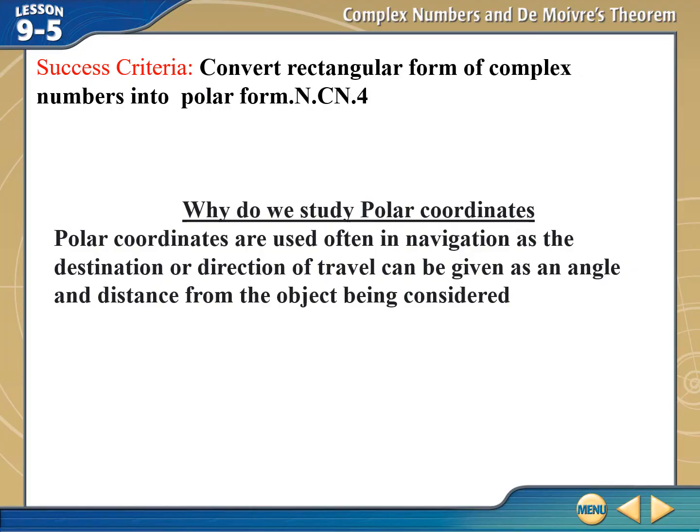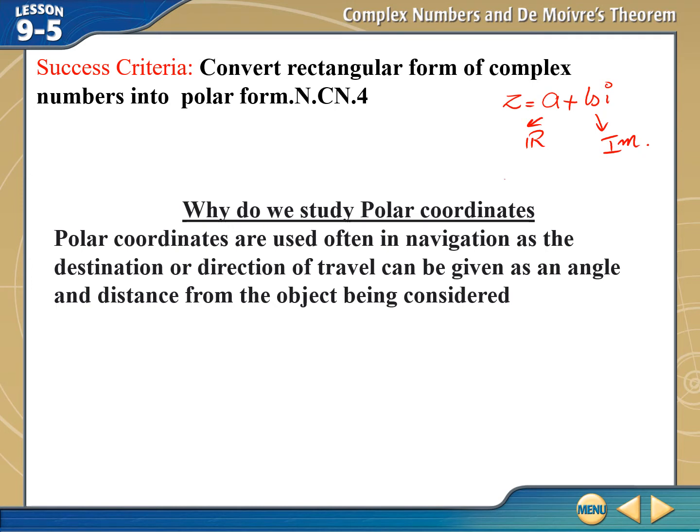So here we are going to study how to convert the rectangular form of complex numbers into polar form. All of us have the idea of what complex numbers are. The numbers that have a real and an imaginary part are said to be complex numbers. The rectangular form can be written as z equals a plus bi, where a represents the real part and bi represents the imaginary part of the complex number.